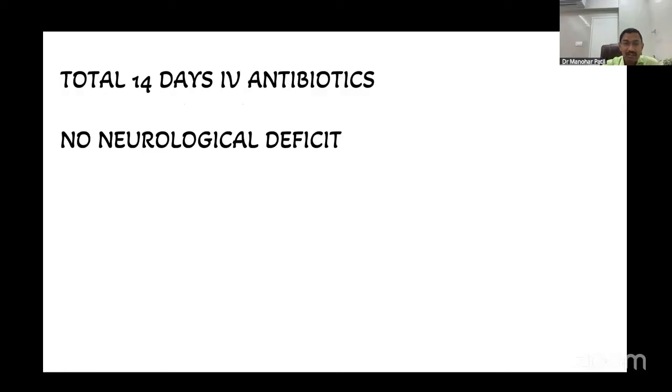In this case, the blood culture didn't come out positive. Your CSF culture negative. What helped me to detect the organism is CSF routine, that is gram positive cocci, and CSF Biofire. Total 14 days of IV antibiotics given. There is no neurological deficit.